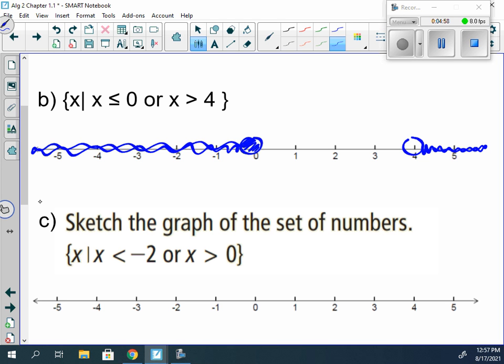There are cases where or can go towards each other. If two or statements do go towards each other, we shade towards each other, it's going to be all real numbers. Because with an or statement, it's either one or the other. It could be one or the other. Could it be both?